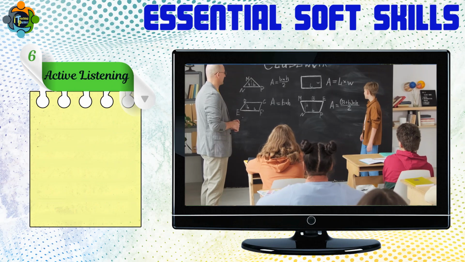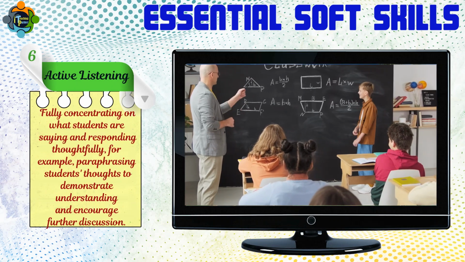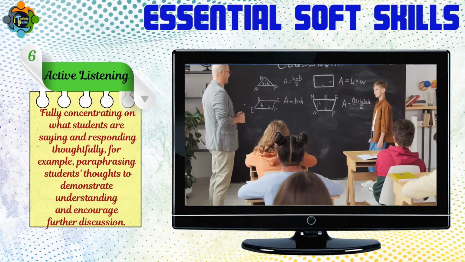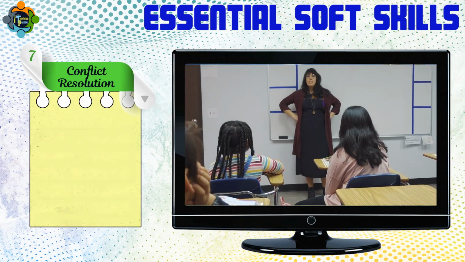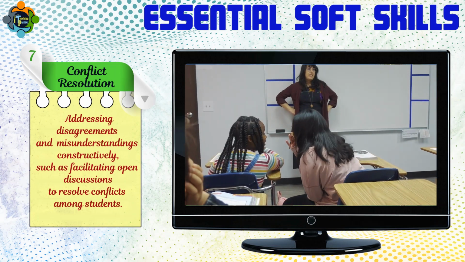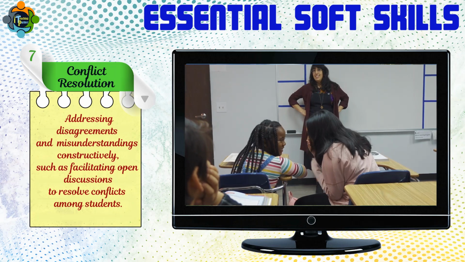Number six, active listening. Fully concentrating on what students are saying and responding thoughtfully, for example, paraphrasing students' thoughts to demonstrate understanding and encourage further discussions. Number seven, conflict resolution. Addressing disagreements and misunderstandings constructively, such as facilitating open discussions to resolve conflicts among students.